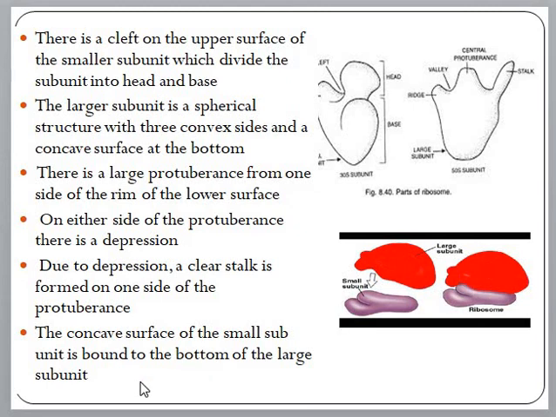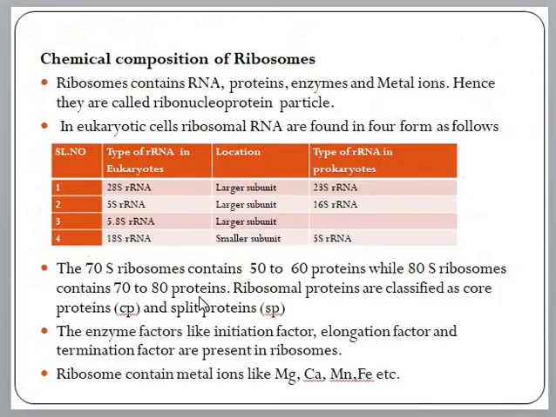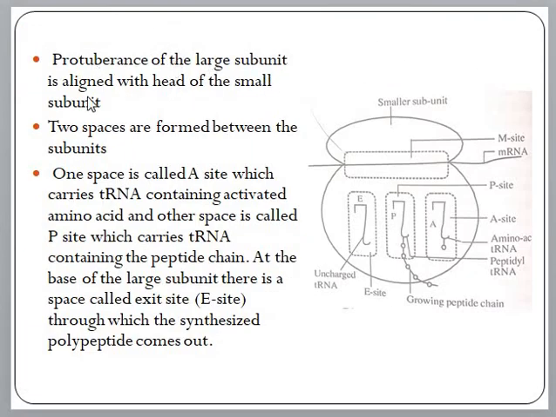During union, the concave surface of the smaller subunit is bound to the bottom of the larger subunit. This is how the union of the ribosome happens. The protuberance of the large subunit is aligned with the head of the smaller subunit.